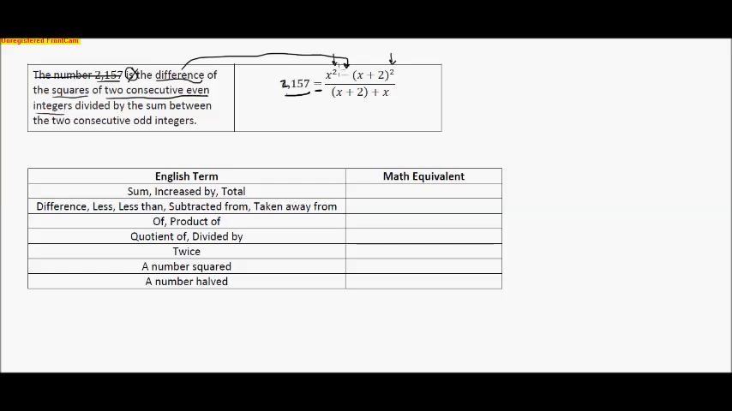Alright, so we're going to learn very soon about consecutive even integers and consecutive odd integers and consecutive integers, but here are 2 consecutive even integers. And then I come to divided by. Well, that's where I get this bar right here. That means divided by. And it says then by the sum. Well, sum, when you sum something, it means to add them. So there's my addition symbol, between 2 consecutive odd integers. And there are my 2 consecutive odd integers. Again, we're going to talk about that in a little bit.